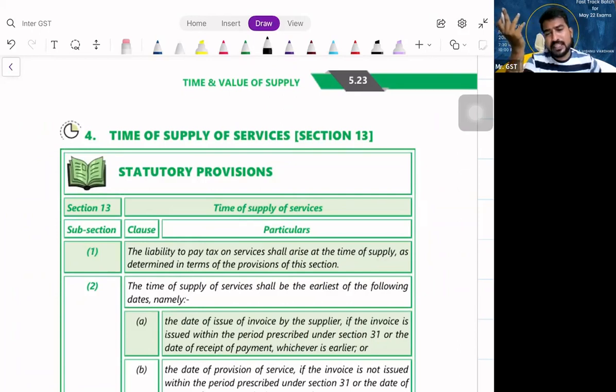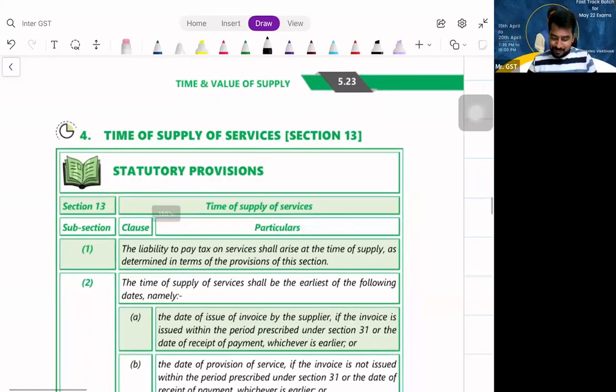Section 31. Section 31 again. What is section 31? Time limit to raise invoice for both goods and services. The goods part is over. KGF part 1 we have already seen. Now we are going to see KGF part 2. Correct? So that is the time limit to raise invoice for services.